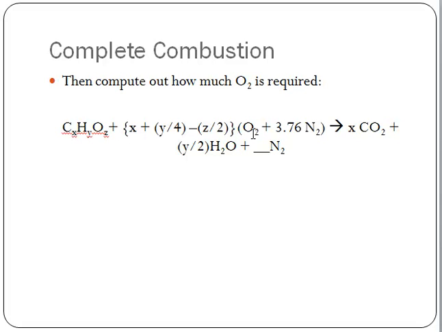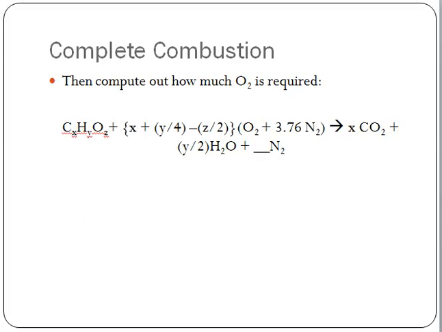The final step is simply to see how much nitrogen. Nitrogen doesn't really participate in the reaction, but it's an important thing to keep track of, especially as we move to the energy balance phase of this. So I have this many molecules of oxygen. Each one brings 3.76 molecules of nitrogen. So the product of 3.76 with this is how much nitrogen I need.